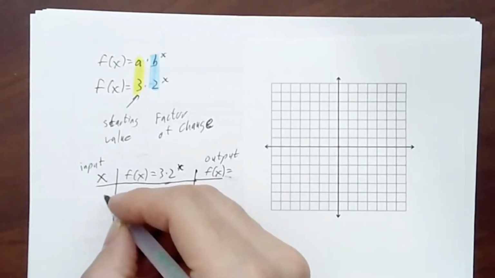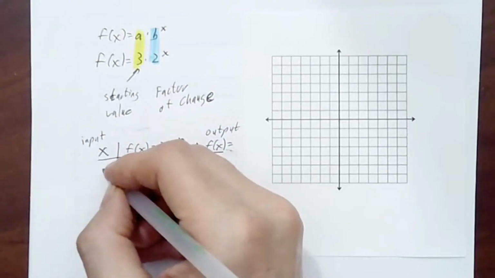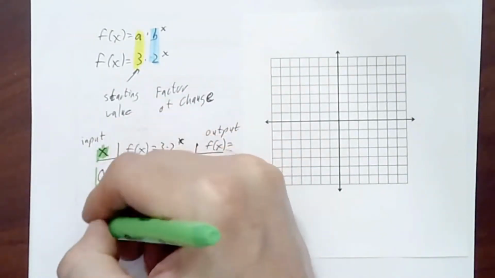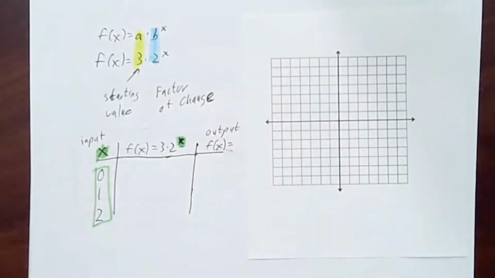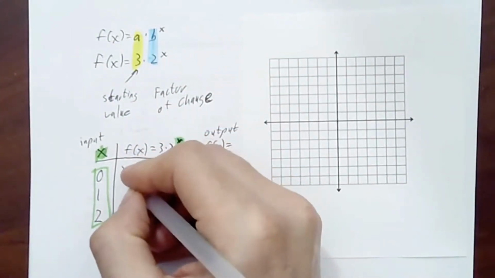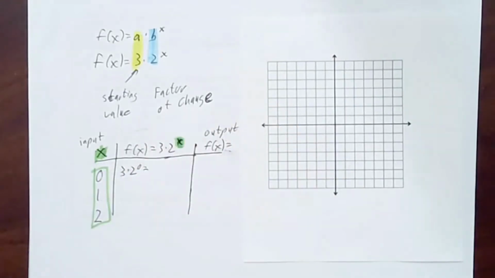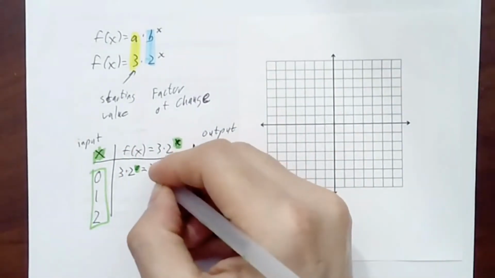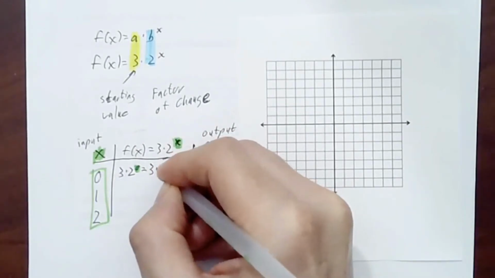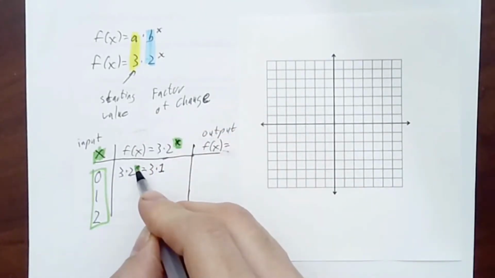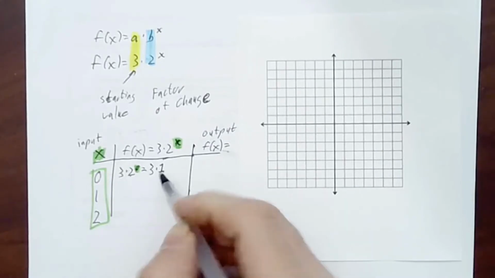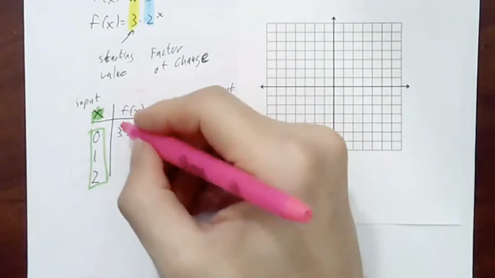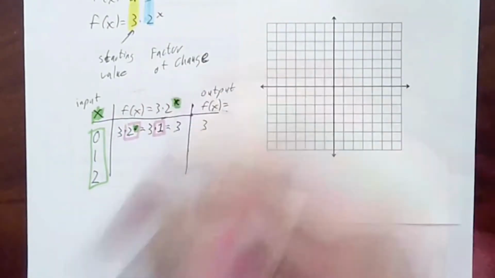I'm going to choose 3 values, and I'm going to pick some of the easier ones: 0, 1, and 2. And I'm going to substitute these values into x of my equation. For f of 0, this is going to be 3 times 2 to the 0 power, and anything raised to the 0 power will always equal 1. So now we have 3 times 1, because the first thing I have to do is 2 to the 0 power before I can multiply. So 2 to the 0 power is 1, which then results in giving me 3. So my output value here is 3. I always calculate this first before I multiply it out.